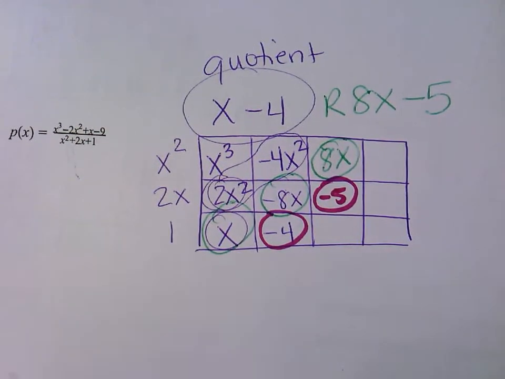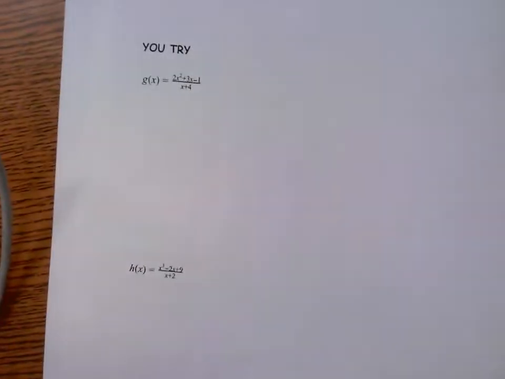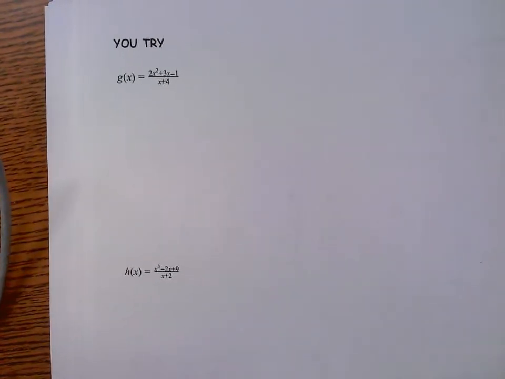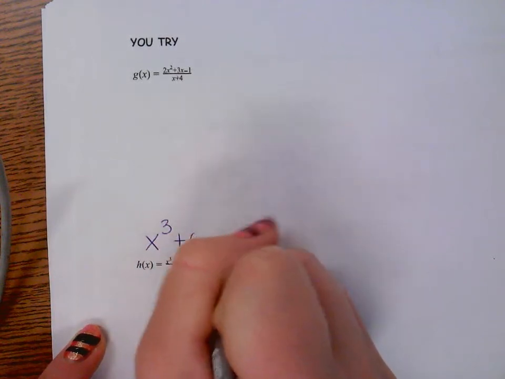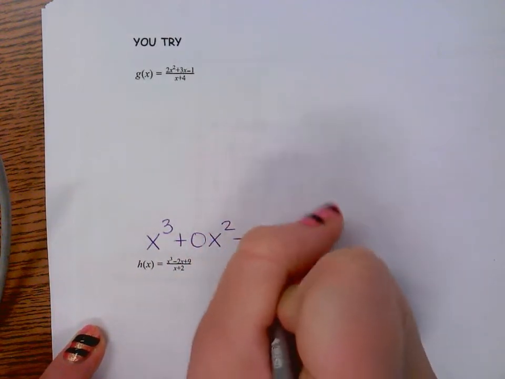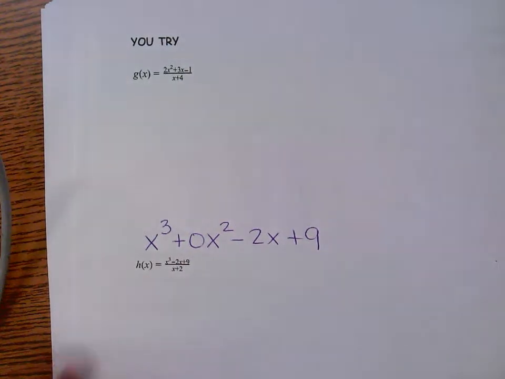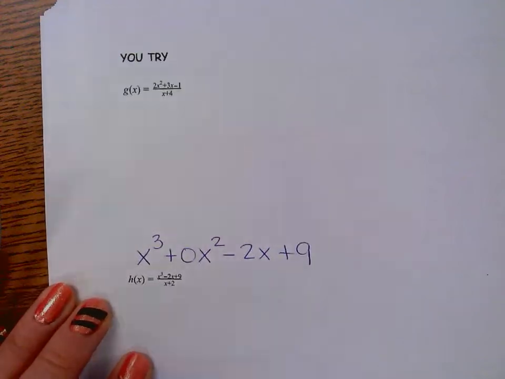All right, you're going to try two more, and then I'll show you how to put those graphs in your calculator. So try G and H using one of the methods. Be careful on H. When you get to H, you may want to rewrite it x cubed plus 0x squared minus 2x plus 9, because that 0x squared needs to be inside your dividend. So see how you can do on those two. I'll give you a couple minutes to try them. When you're finished with G and H, you can look up and check it.